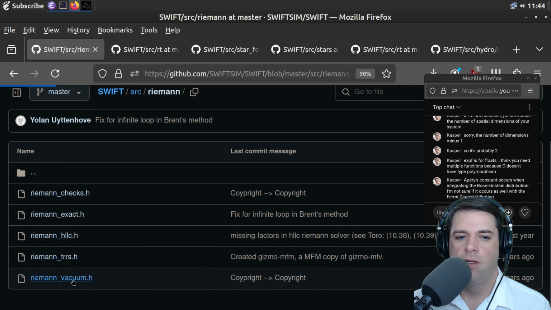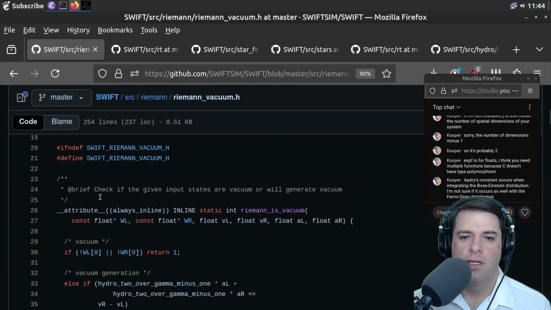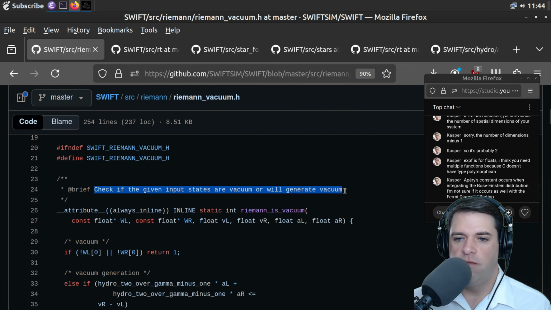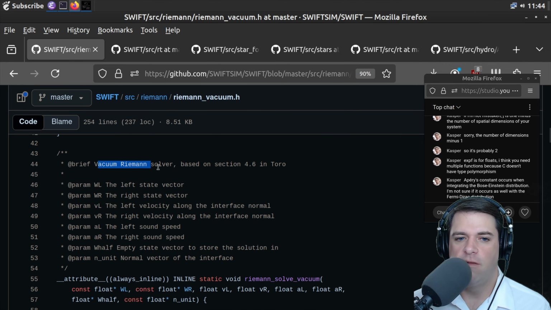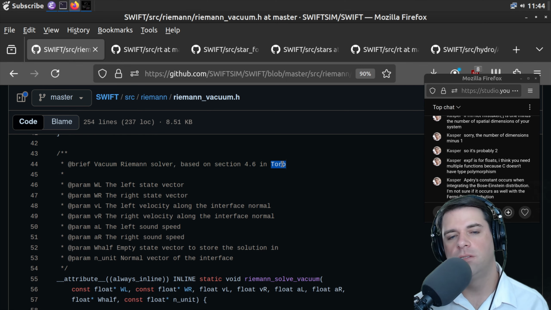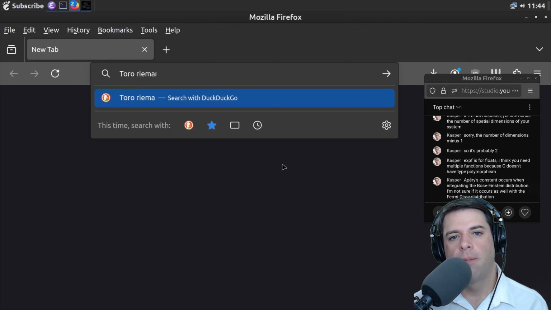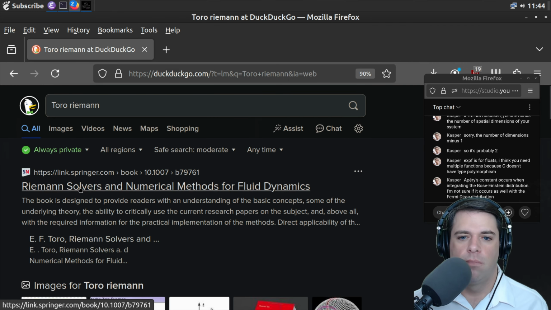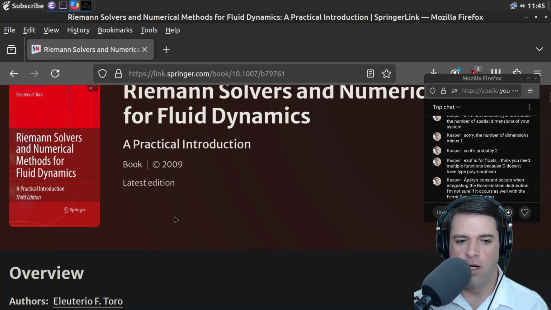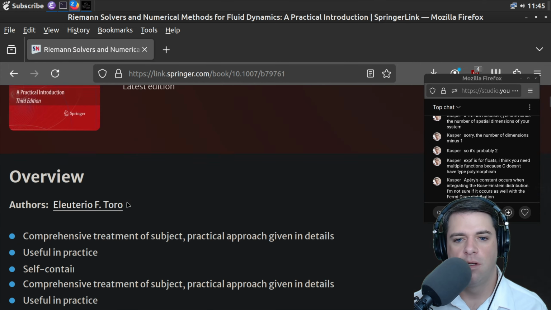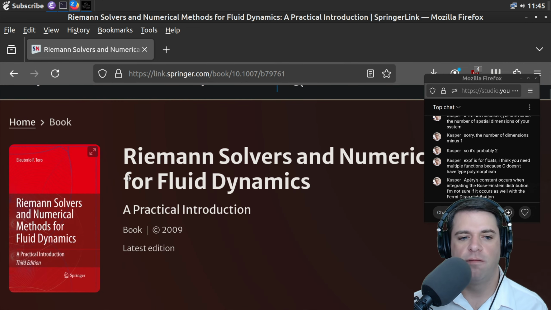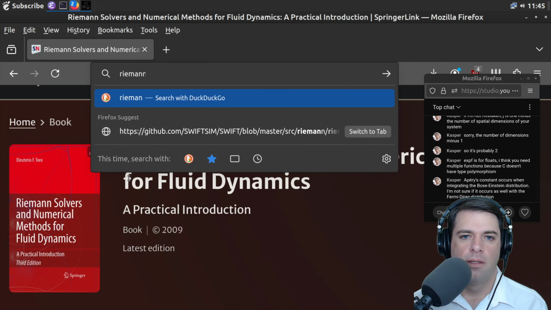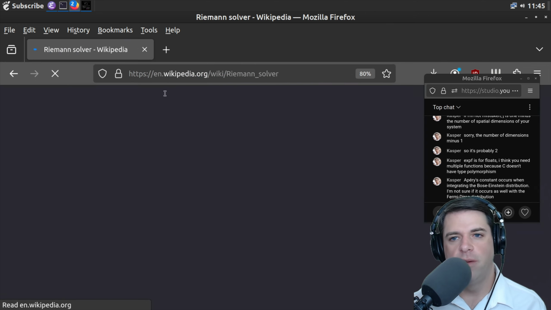We have Riemann vacuum. This is presumably like Riemann surfaces. Check if the given input states are vacuum and will generate vacuum. I'm not sure how they're modeling it. A vacuum Riemann solver based on section 4.6 in Toro. I don't know what Toro is. Riemann solvers and numerical methods for fluid dynamics. Okay, so there's some book here that has some guides for like practicing mathematicians about whatever a Riemann solver is. Presumably it's going to solve some stuff maybe over a Riemann surface or something similar.